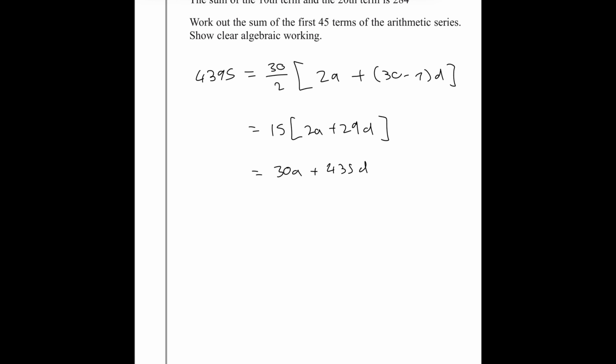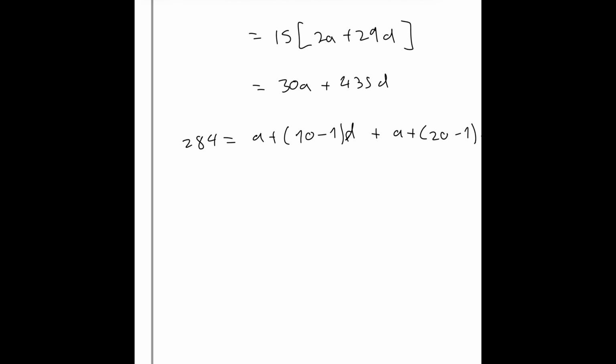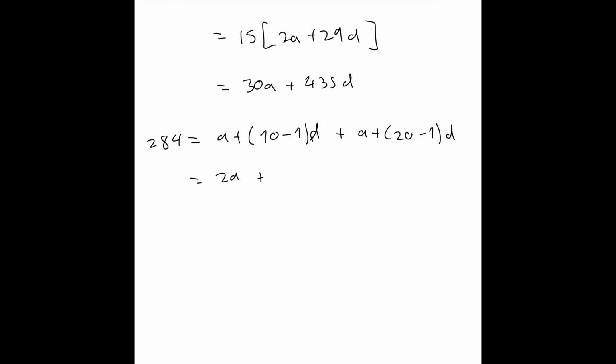Okay, next one. The sum of the 10th and the 20th term is 284. So 284 is equal to the 10th term, which is a plus (10 minus 1)d, plus, well, it doesn't really matter because it's not multiplication, a plus (20 minus 1)d, which is equal to 2a plus 9d plus 19d, so 2a plus 28d, I think. Make sure, yeah.